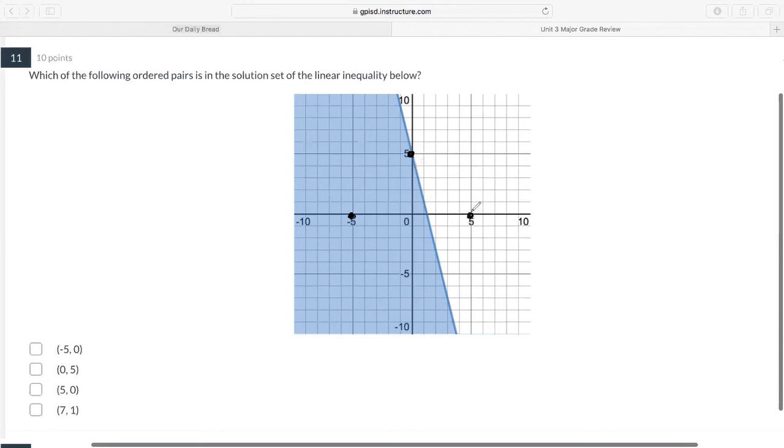5, 0 is right here. Is that in the solution? No. That is not in the shaded region, so therefore it's not part of the solution. And 7, 1 is right here. Same reason, not in the solution because it's not in the shaded region. This would be greater than the line.